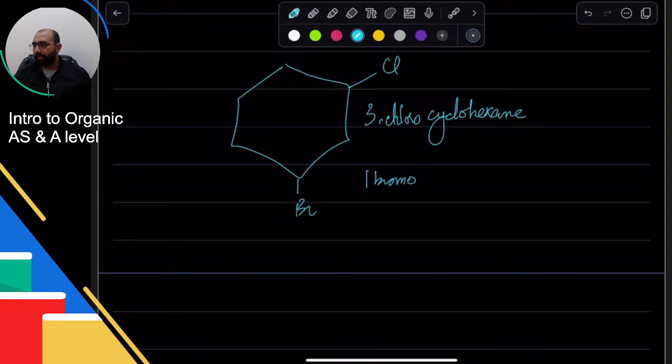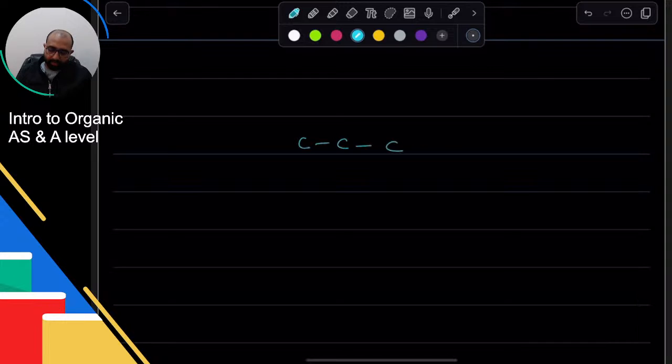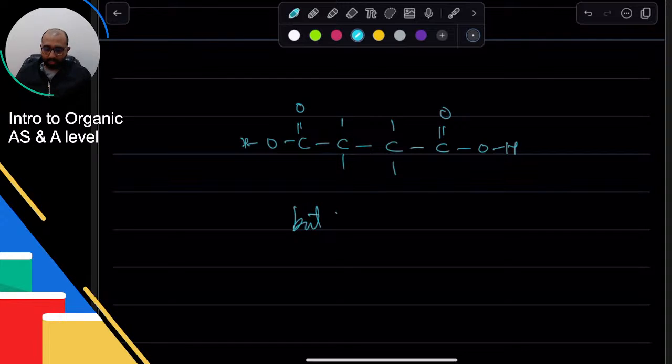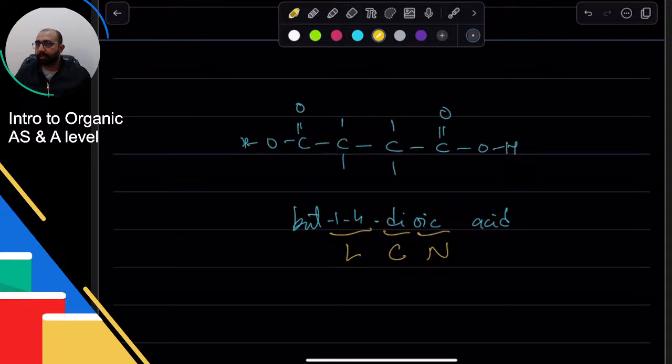Okay, we have looked at the other rules, so now let's look at some examples. One case is carboxylic acid where you can have multiple carboxylic groups. So in that case, you get dioic acid. Okay, so I'll give you an example. Let's say I have 4 carbons, but they have carboxylic on the end of both of them. So this will be but-1,4-dioic acid. Now, how do I name it? This is the location. This is the counting, and this is the naming. So LCN. Okay. So that was the second thing I asked you to remember.